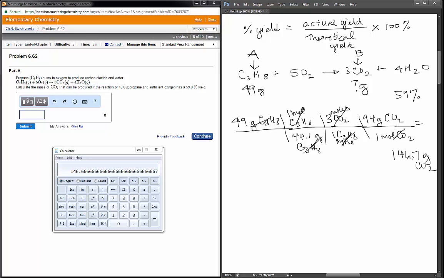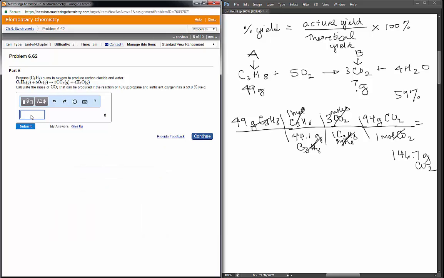So if this is my theoretical and they want the actual yield, they're saying how much can be produced, then I can rearrange this equation. I'm going to multiply both sides by the theoretical yield, then divide both sides by 100 to get the actual yield. So percent yield is 59. Multiply that by 146.7, that's the theoretical yield. Divide by the 100, that made it a percent, and we see that we actually get 86.6 grams.